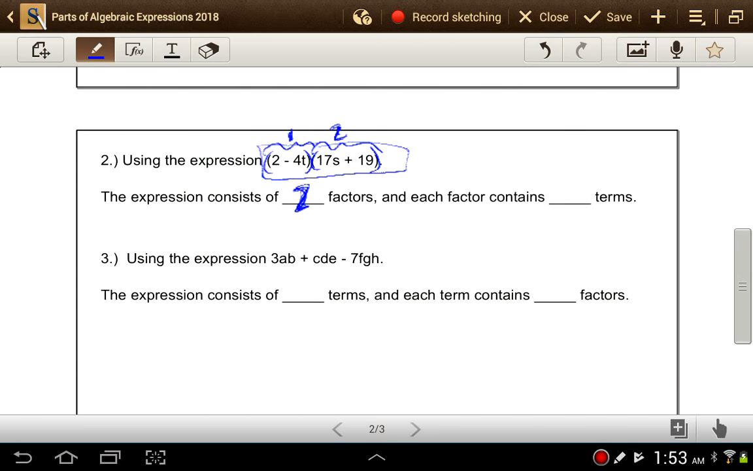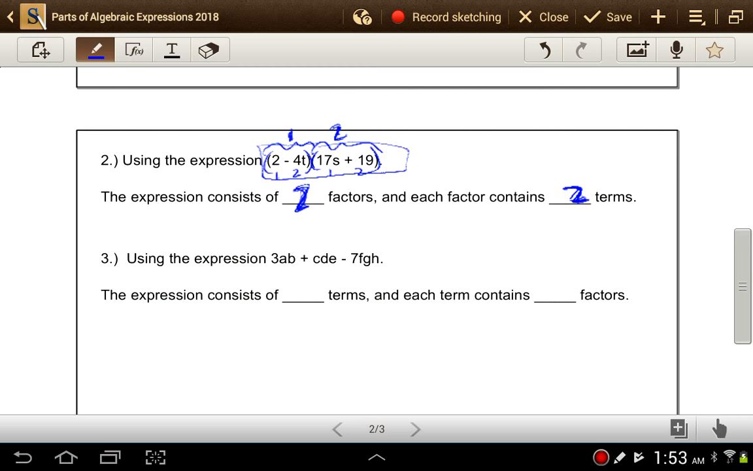Now, each factor contains how many terms? Terms are separated by plus or minus signs. I have 1, 2 terms on this one, I have 1, 2 terms on this one. So each factor contains 2 terms.